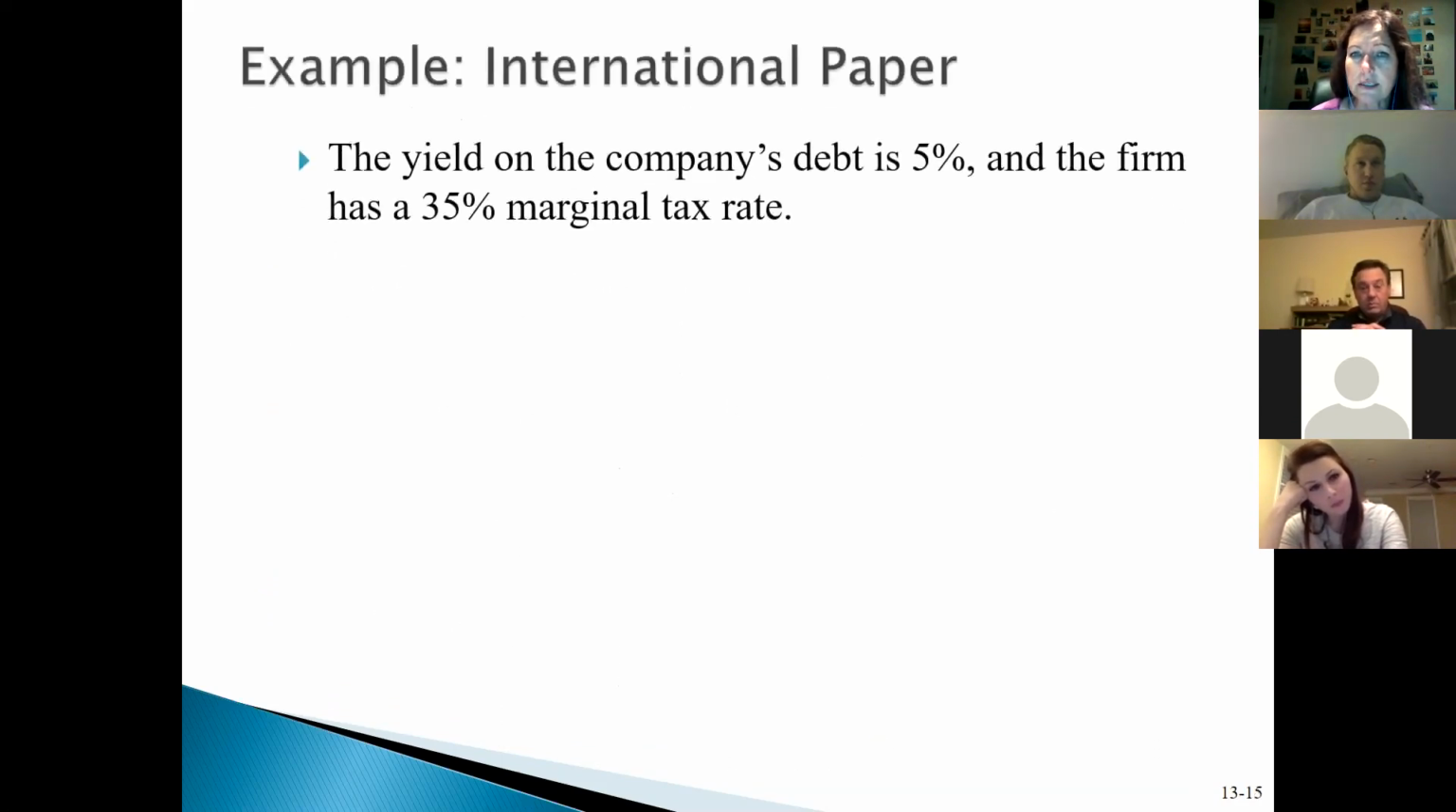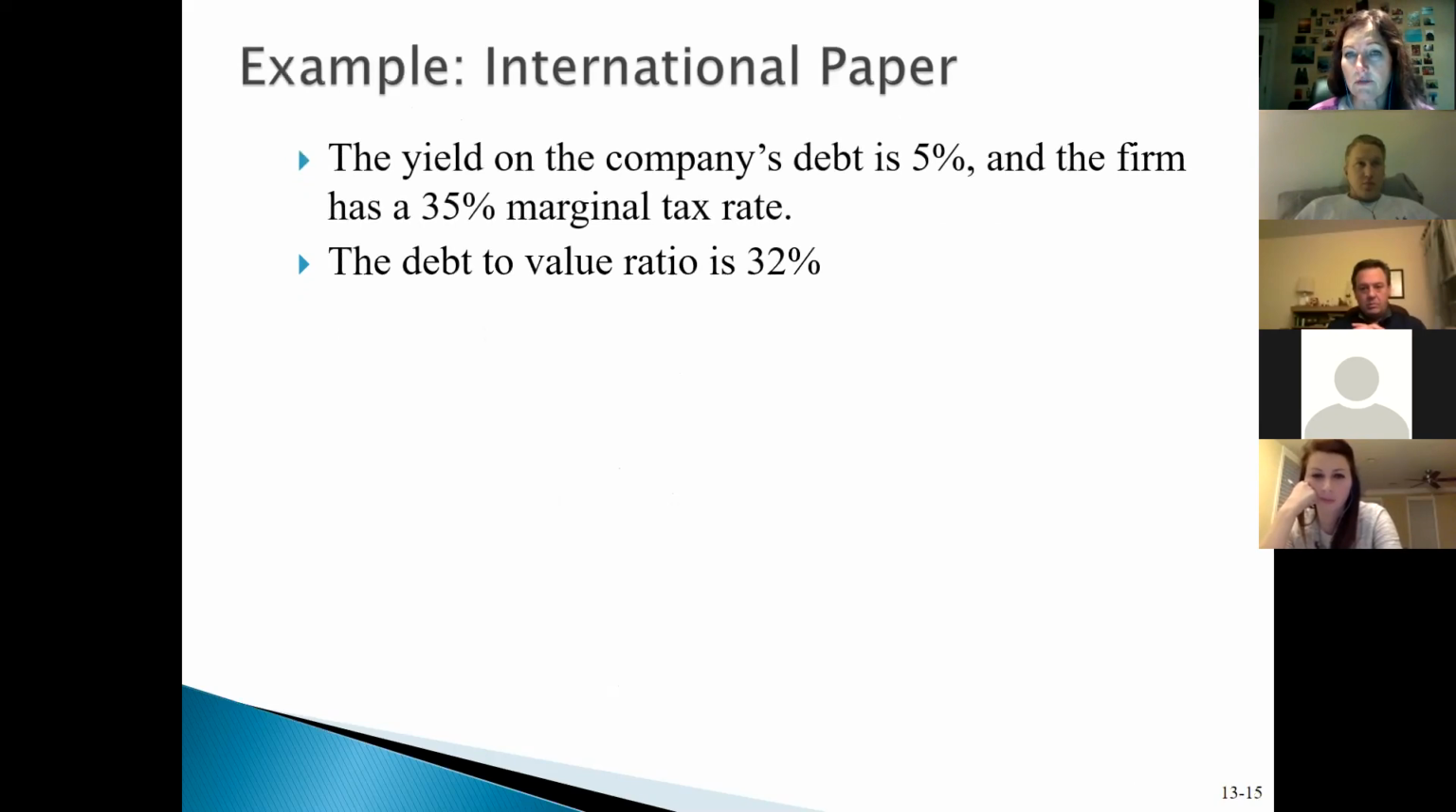If they tell us that the company's debt has a 5% required return and a 35% tax rate, we don't even have to calculate the yield to maturity in this one because they already did it for us. The only thing we need to do is figure out the after-tax cost of debt. And they've told us that the company is 32% debt financed. We haven't heard anything about preferred stock, so we can assume if they're 32% debt financed, the rest of it, or 68% of the company, is equity financed.